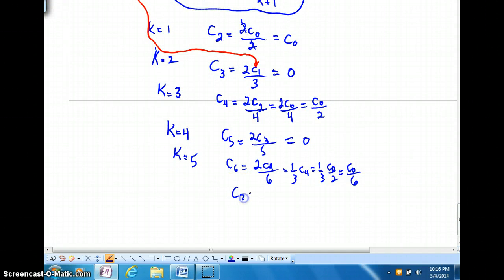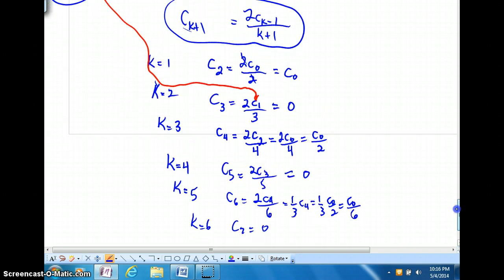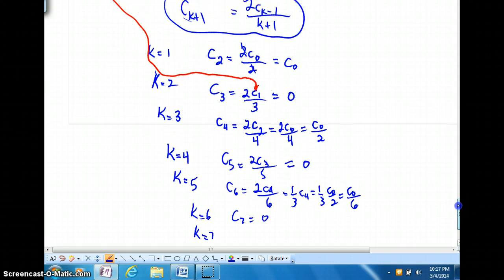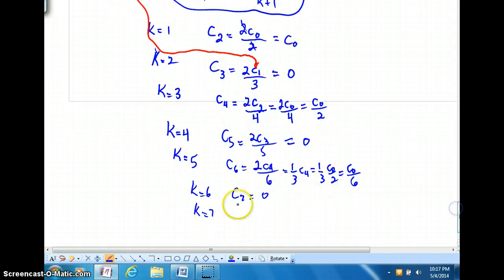How about c sub 7? Well, we know what that's going to be. That's going to be when k is equal to 6. We know that that's going to be 0 like we had just said. Maybe one more just to stretch this out a tad more. K equals 7. If k is equal to 7, take a look up here. 7 plus 1 is 8. We get c sub 8.